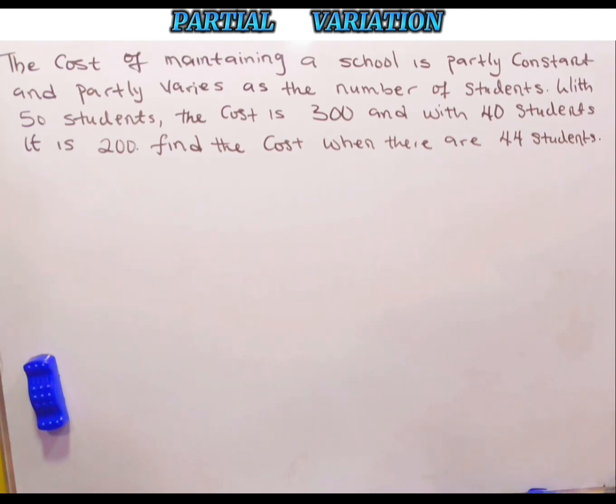The cost of maintaining a school is partly constant and partly varies as the number of students. With 50 students, the cost is 300, and with 40 students, it is 200. Find the cost when there are 44 students.